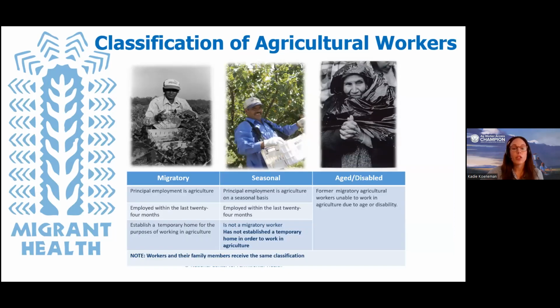As I mentioned, the legislation also created definitions for the three classifications of agricultural workers for the Migrant Health Program. This includes migratory agricultural workers, seasonal agricultural workers, and aged and disabled former migratory agricultural workers. And these definitions become important to understand for the identification and reporting of agricultural worker patients in your Uniform Data System reporting, or your UDS reporting. Our upcoming IAC webinars in November will discuss this topic, and registration information for this topic will be shared later in the session.